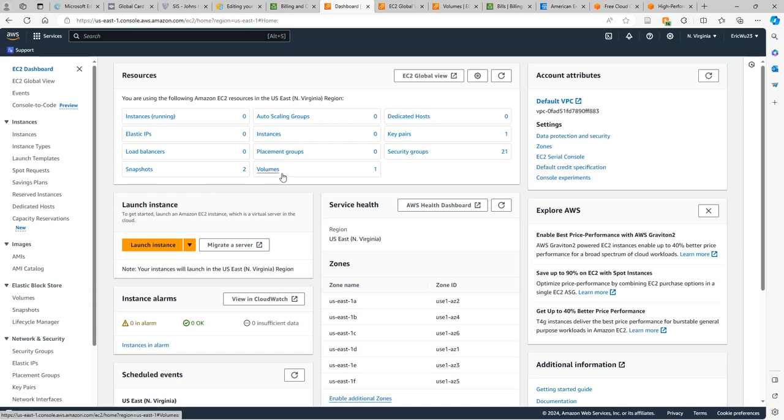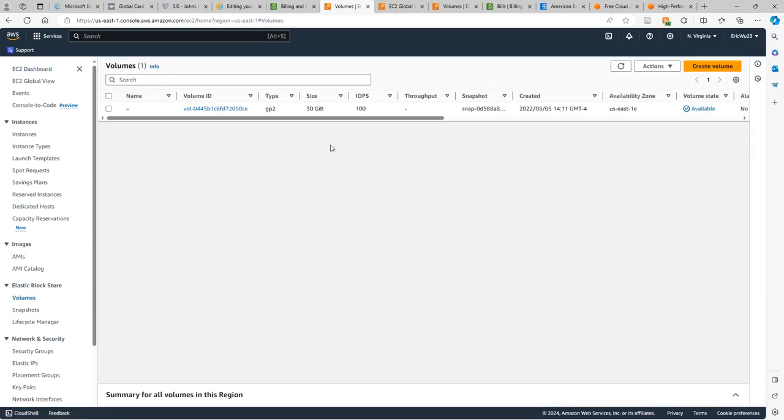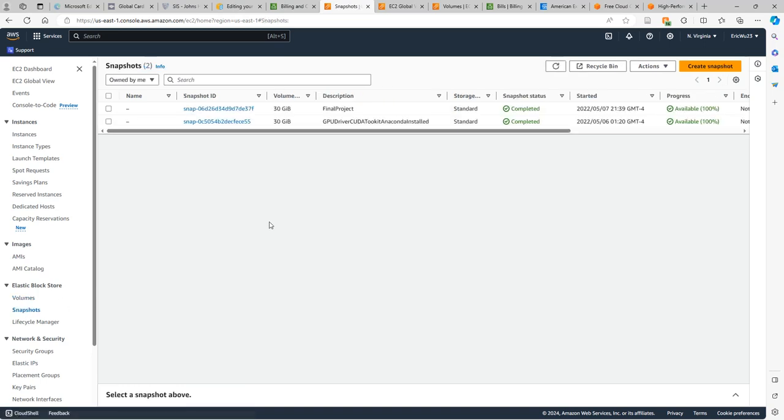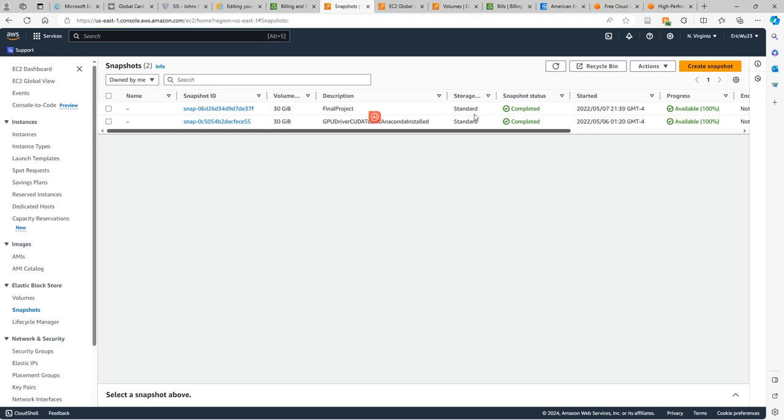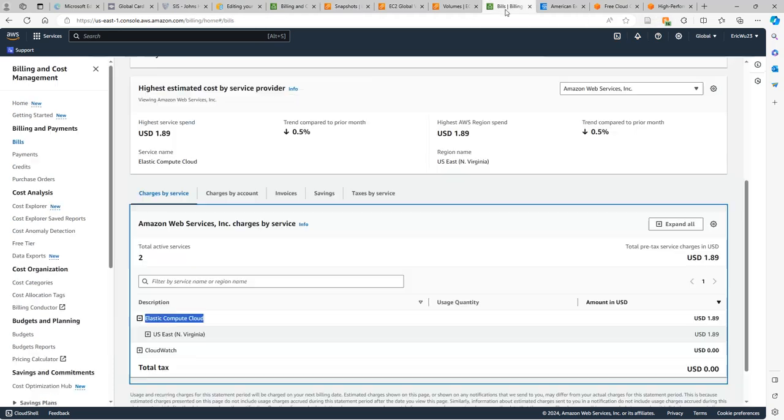So the volume I had is GP2, 30 gigabyte, and the snapshots are snapshots of the volume at a specific time, and AWS actually charges for that as well. It's a standard snapshot, also 30 gigabyte. I did a little bit of research on how AWS charges for it.